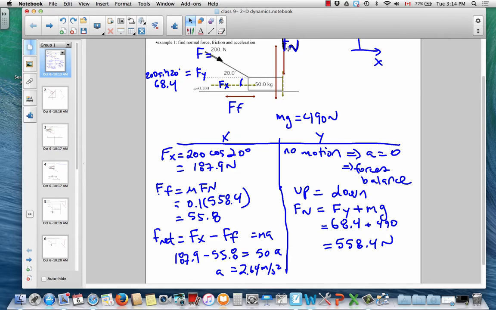Clearly it's a lot longer, but it does equal the sum of the weight and the y component, because the forces in that direction are balanced. Okay? Here's another question for you to try.